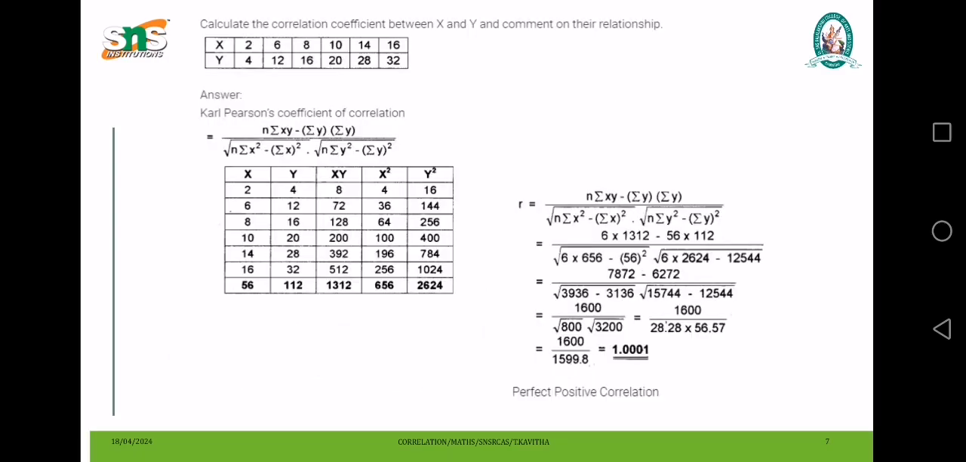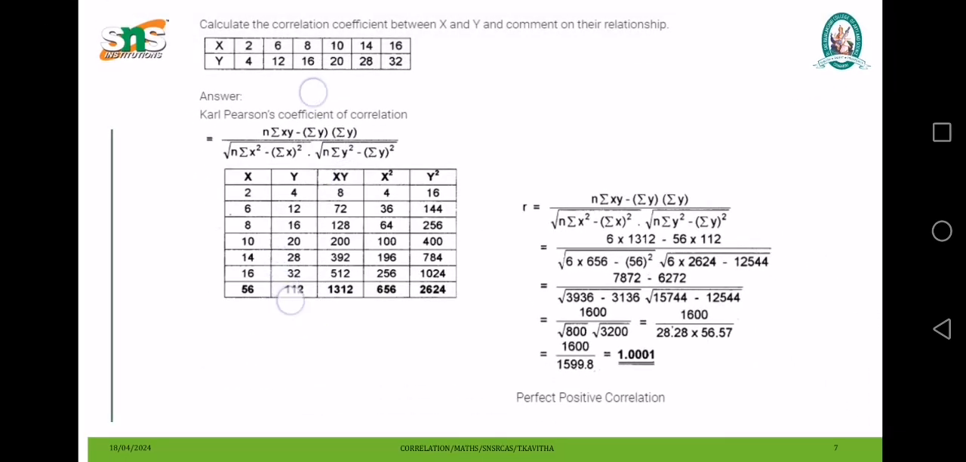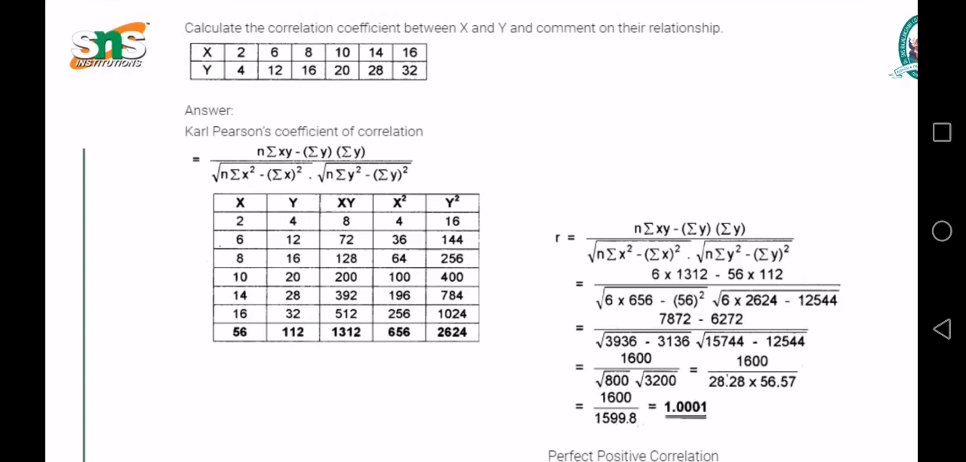This is an example sum for this. Calculate the correlation coefficient between x and y. Comment on the relationship. X is 2, 6, 8, 10, 12, 16. Y is 4, 12, 16, 20, 28, 32.